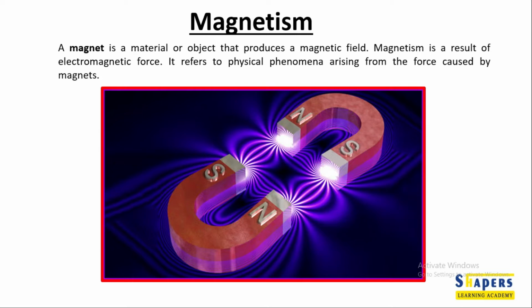Magnetism. A magnet is a material or object that produces a magnetic field. Magnetism is a result of electromagnetic force, or EMF. It refers to the physical phenomena arising from the force caused by magnets. Magnets in real time have multiple advantages and uses in real cases. A common application of electromagnets or magnets is our electric motor. Magnets are one of the important constituents of an electric motor.